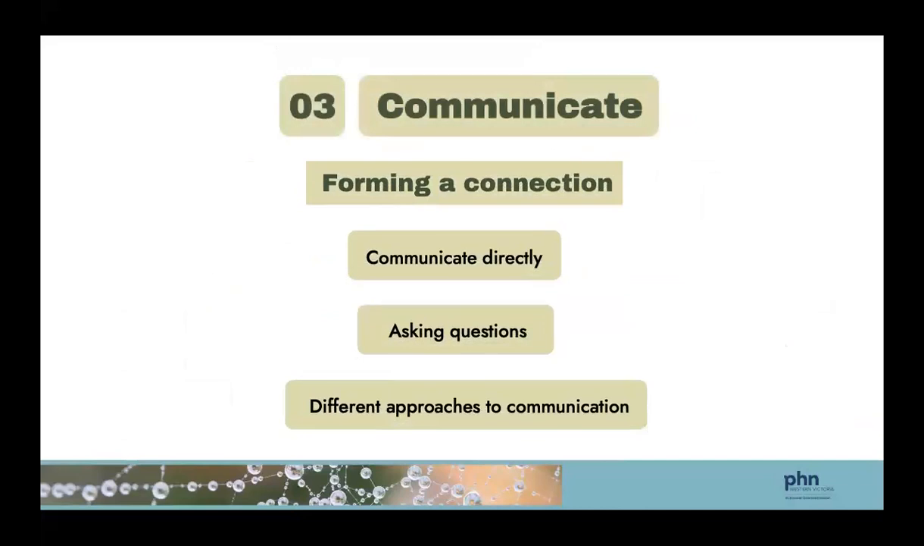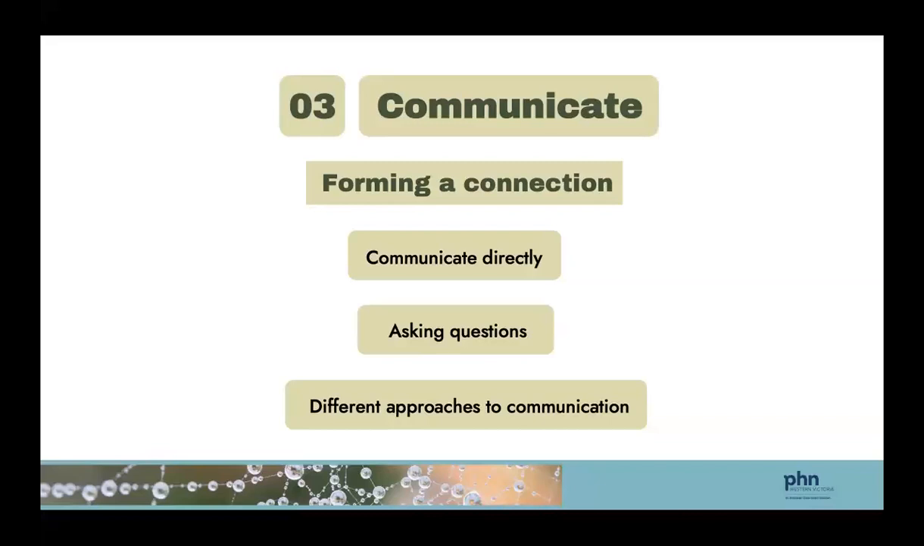So here, the third stage is communicate. The purpose is to form a connection with your patient. So here you want to communicate directly with your patient rather than their support person. You also want to ask questions. Asking questions in different ways a few times can show that you're both listening and showing understanding in the matter.